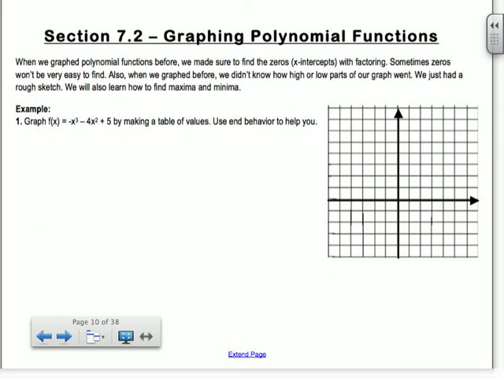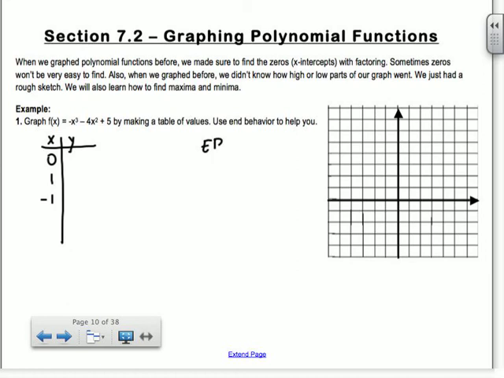All right, so number one says graph f of x equals negative x cubed minus 4x squared plus 5 by using a table of values. We're going to use end behavior to help us. So I'll make the table of values, and I'm going to plug in different numbers. Easy numbers to pick are obviously 0, 1, negative 1. You could also try some bigger numbers. And then let's talk about the end behavior too.